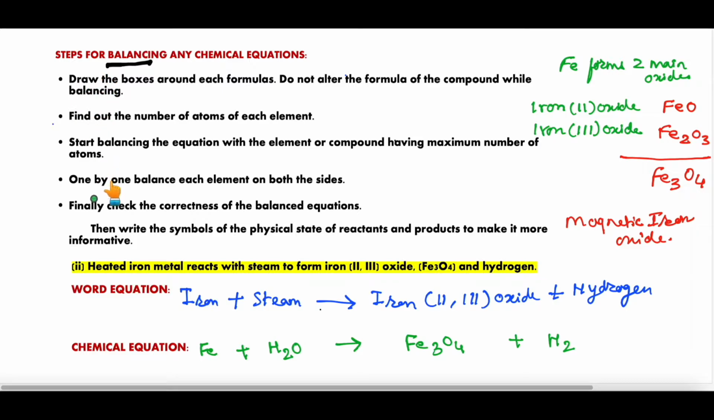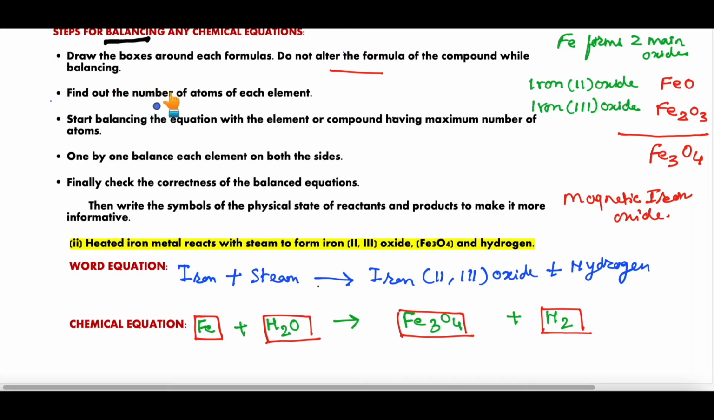So while balancing, we will follow these steps. The first step is to draw boxes around each formula. This is the first thing we will do. We will draw the box around each of the formulas. And why do we need to do this? So that we do not alter the formula of the compound while balancing. So while balancing, we should not make any changes inside this box. Whatever will be written, it will be written outside the box, and nothing should be changed inside the box. Although I have explained this in part 4 of the video of this lesson.